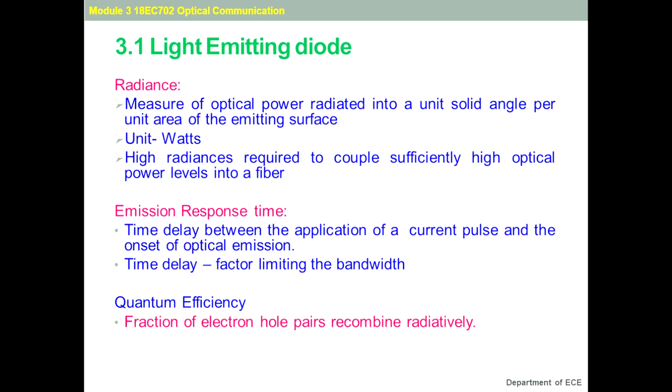Then the second one, emission response time. Emission response time is defined as the time delay between the application of a current pulse and the onset of optical emission. It is the delay between the time the input pulse is given and the time the system responds. This time delay is an important factor which limits the bandwidth of operation. Next one is quantum efficiency. It is defined as the fraction of electron hole pairs recombined radiatively.